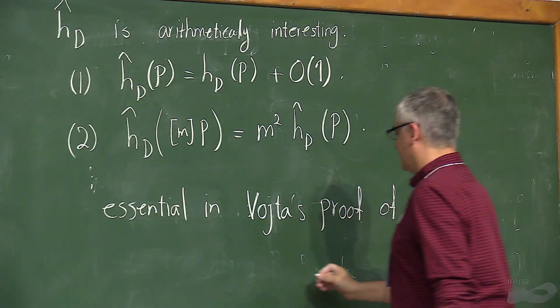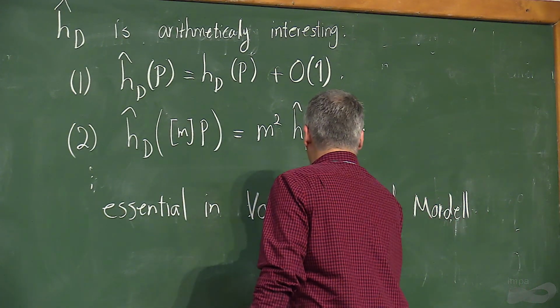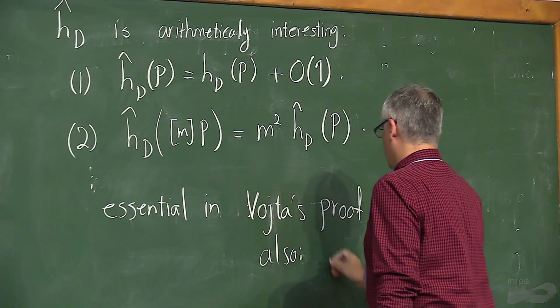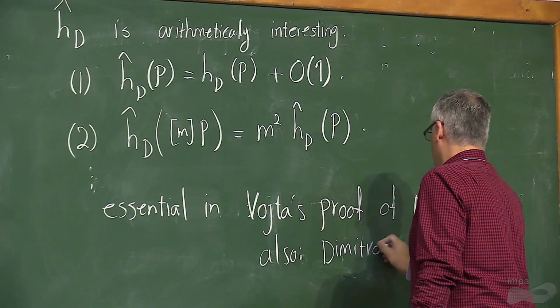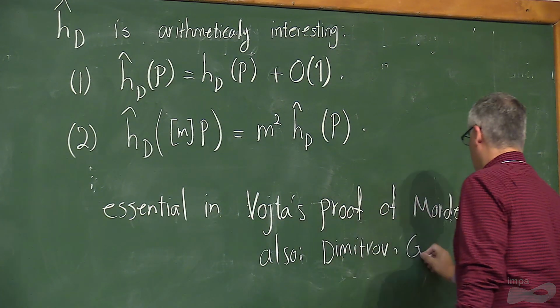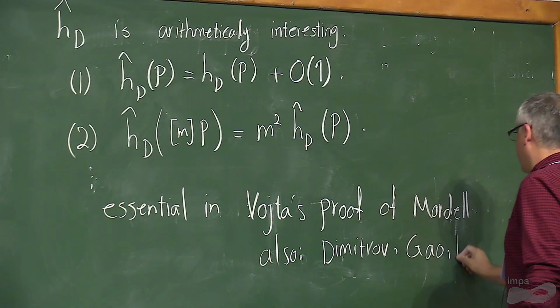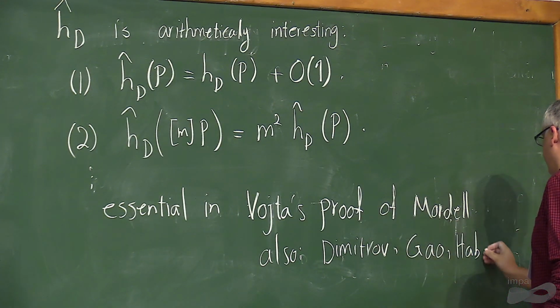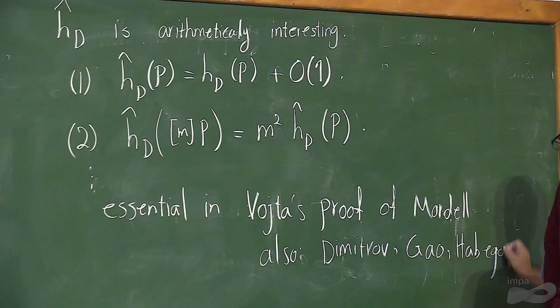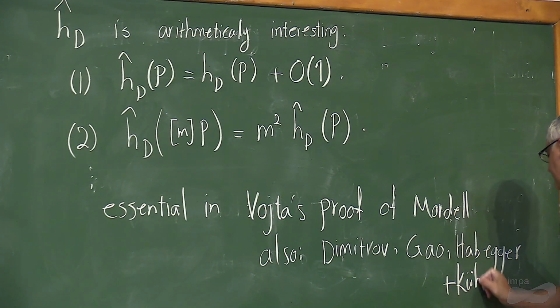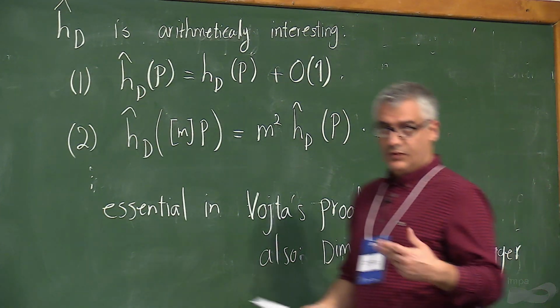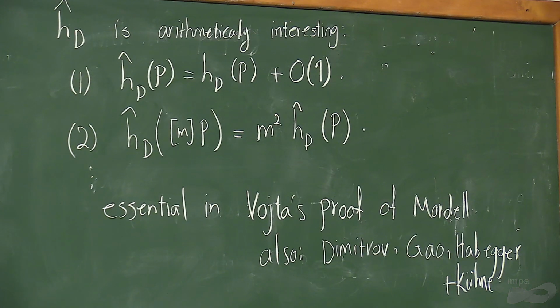Also, more recent results due to Dimitrov, Gao, Habegger, and Kühne on uniform versions of Faltings' theorem.